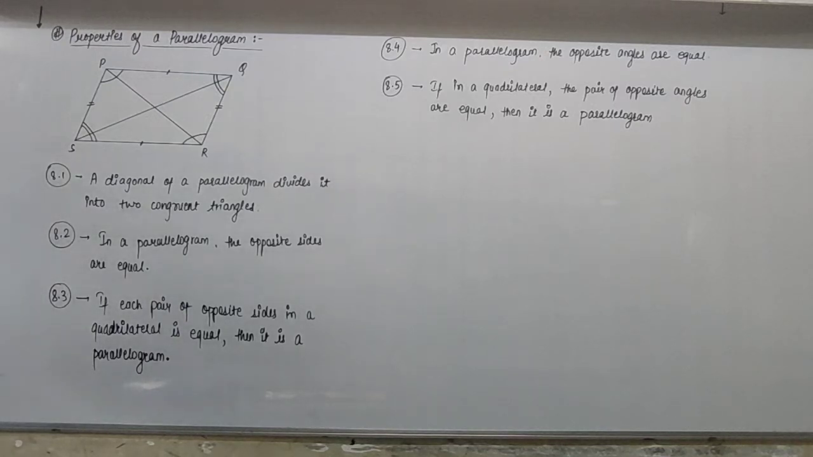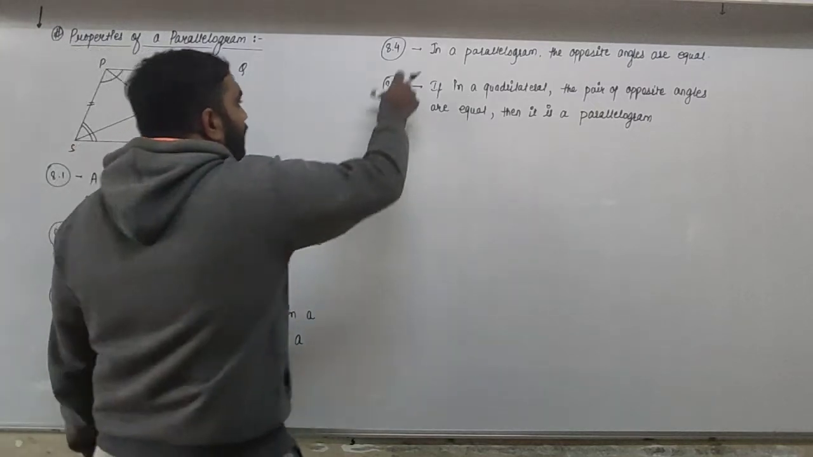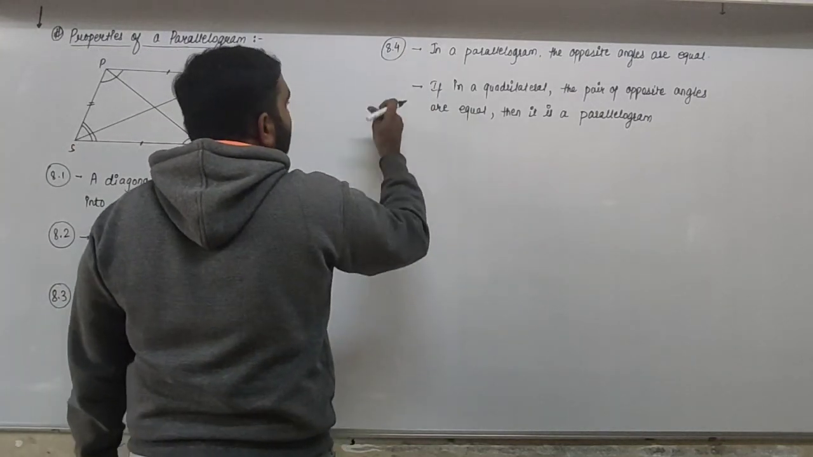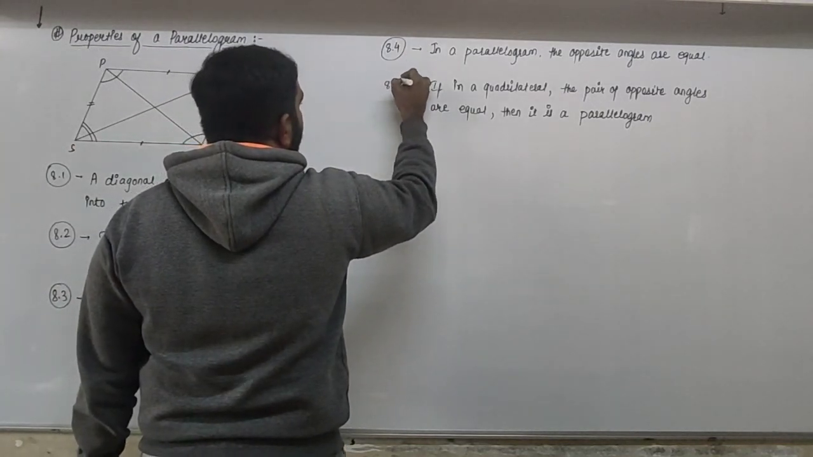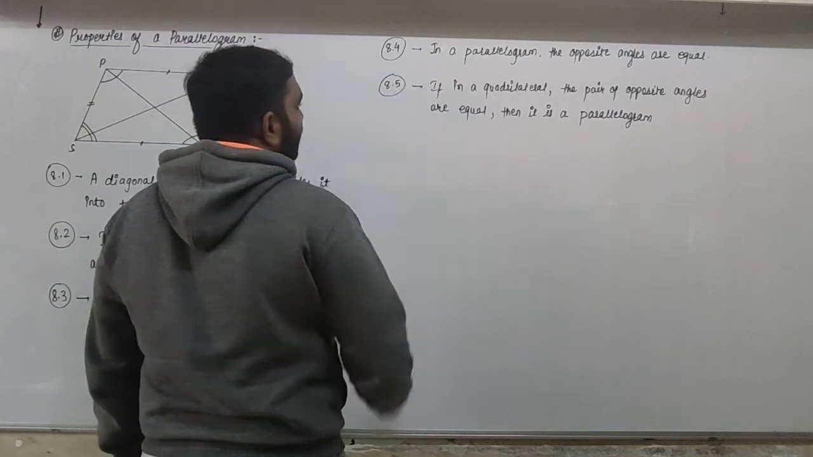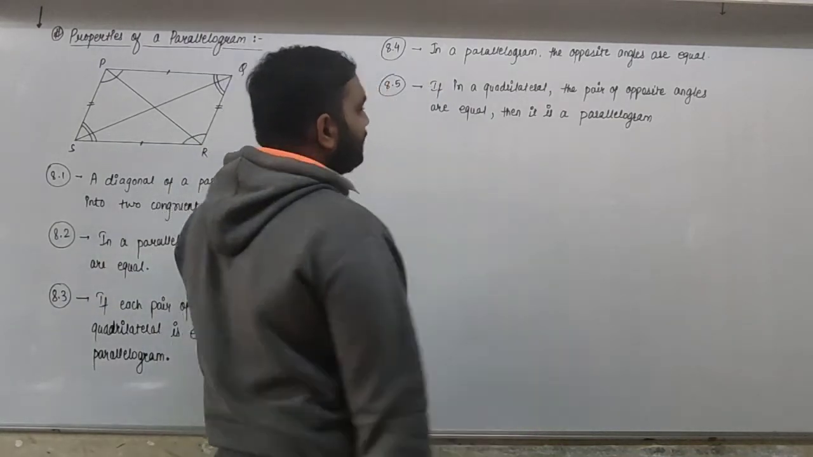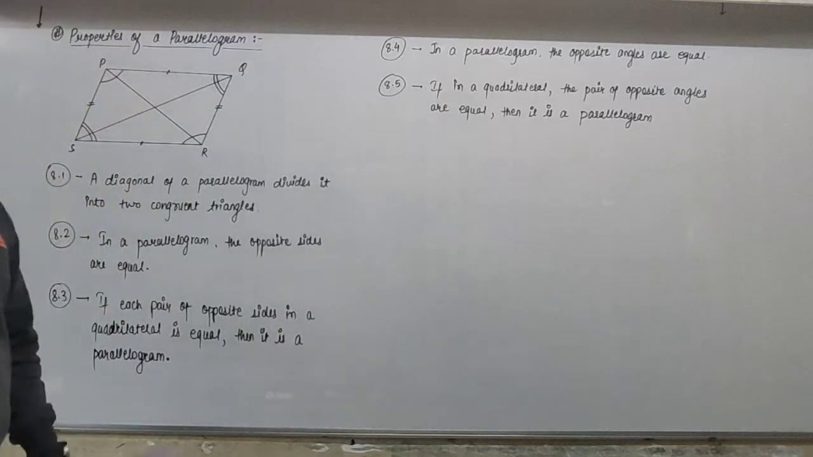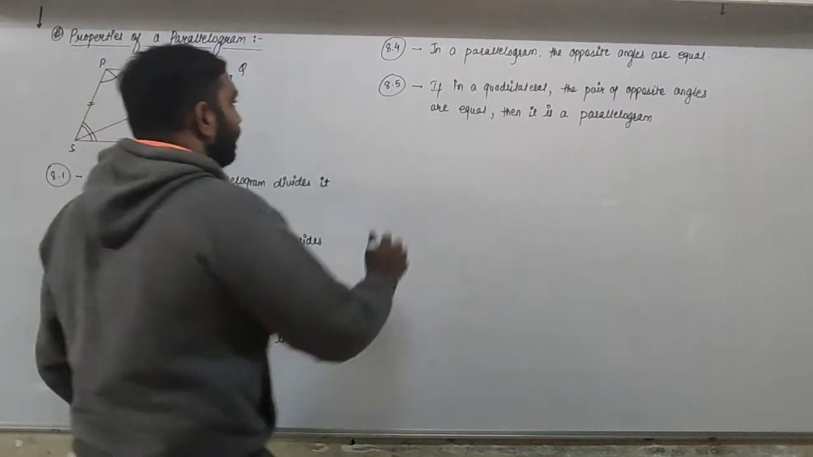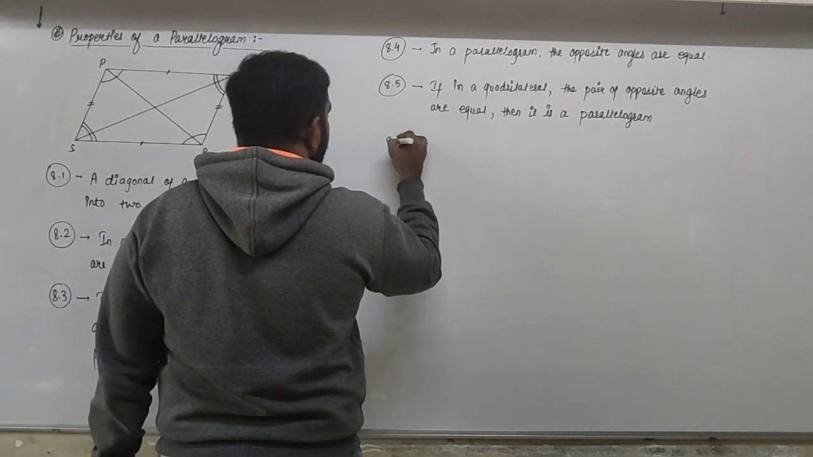8.1: a diagonal of a parallelogram divides it into two congruent triangles. In a parallelogram, opposite sides are equal, that is 8.2. If each pair of opposite sides is equal, then it is a parallelogram, that is 8.3. Then, in a parallelogram, the opposite angles are equal, that is 8.4. If in a quadrilateral the pair of opposite angles are equal, then it is a parallelogram, that is 8.5. Then the next one, 8.6.